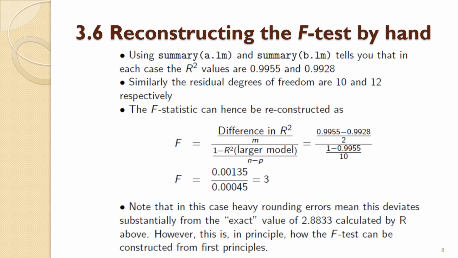Divided by 1 minus R-squared for the larger model, which is 1 minus 0.9955, with the 10 residual degrees of freedom for this larger model, and it gives you an F statistic of 3. Now, when R does the exact calculation with no rounding, it gives you a slightly different value. So there is some rounding error, precisely because R is so efficient in giving you the rounded answers at the very end. It's a bit regrettable for teaching, but hopefully you can see how the thing would be constructed by hand from first principles.